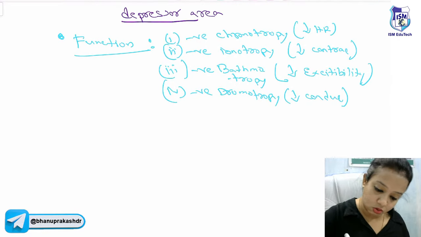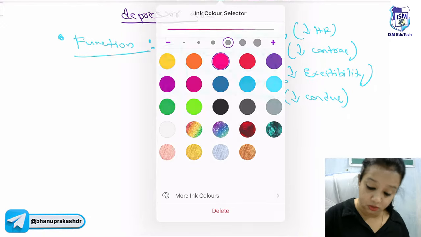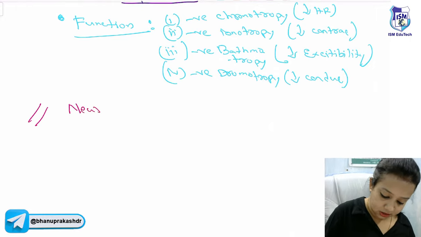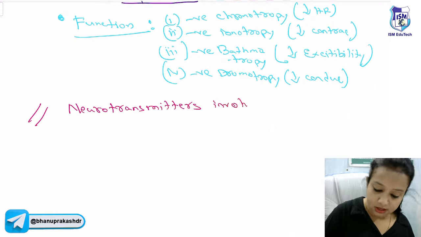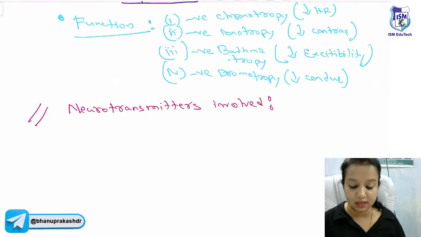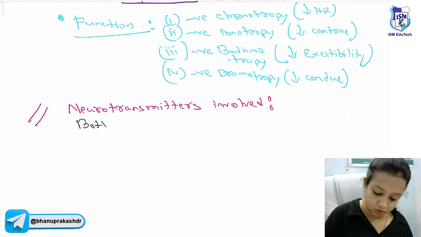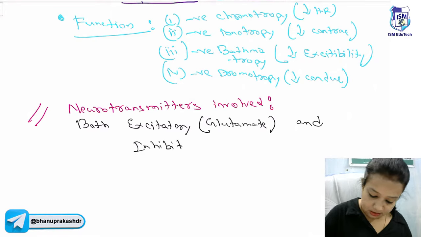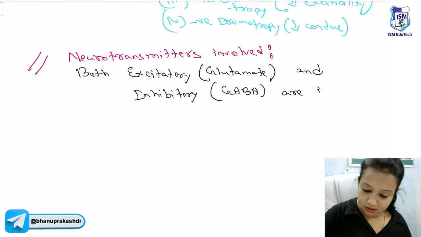It is area wise. Now going by the neurotransmitter wise, we'll understand everything part by part, then we will correlate it with the example. So the neurotransmitters involved are both excitatory and inhibitory neurotransmitters. Excitatory, for example glutamate, and inhibitory, for example GABA, are involved.